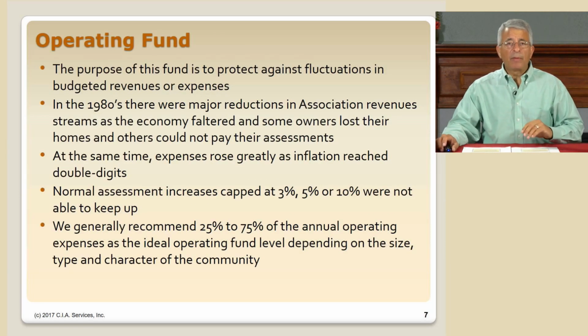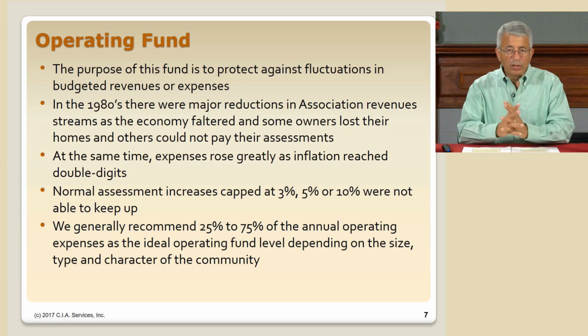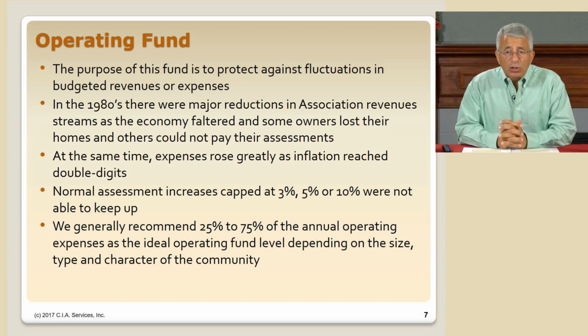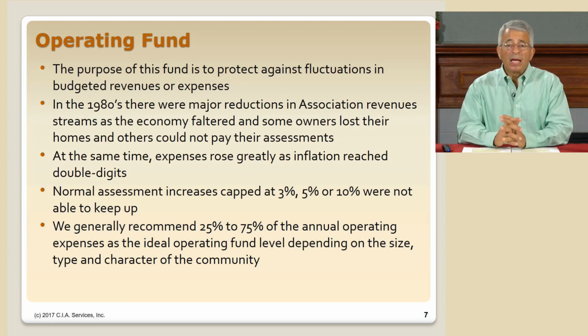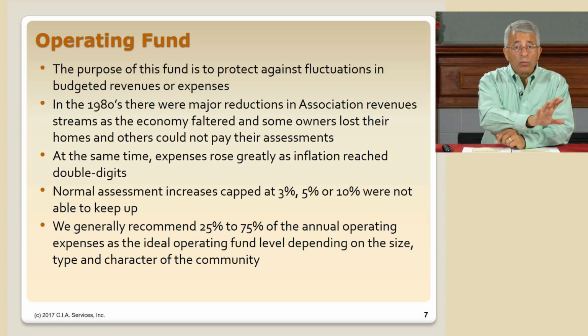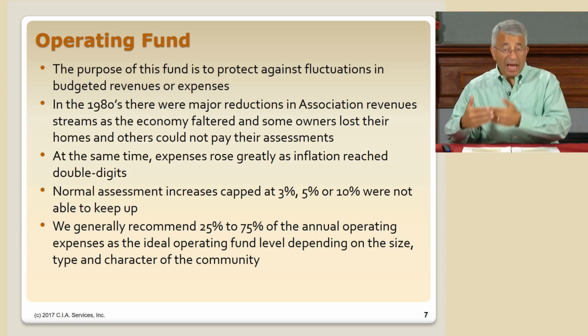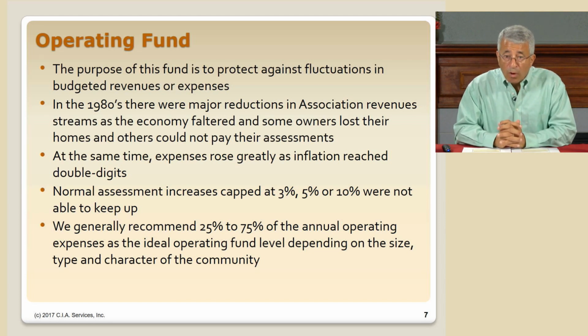Let's go into these a little bit in a little bit more detail now that you know that we've got the four funds we're going to talk about. And let's start with the operating fund. Again, its purpose is to protect against fluctuations between what we thought we were going to receive or spend and what reality is when we actually are running through the year.